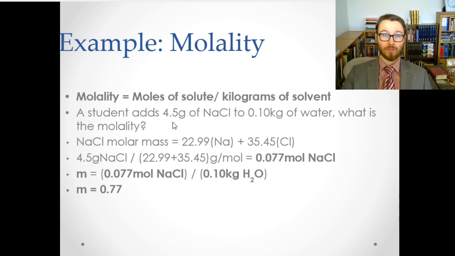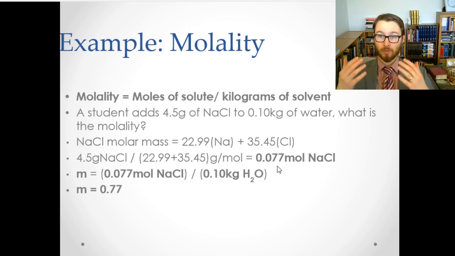Well, what is the molar mass of sodium chloride? The molar mass of sodium is 22.99 grams per mole. The molar mass of chlorine is 35.45 grams per mole. So the molar mass is 22.99 plus 35.45, which is 58.44. Regardless, we'll take our 4.5 grams of sodium chloride divided by the molar mass, and we get 0.077 moles of sodium chloride. That's how many moles of sodium chloride we have.